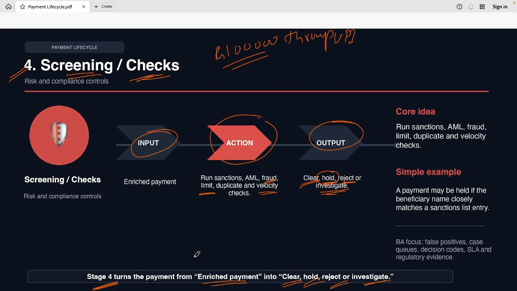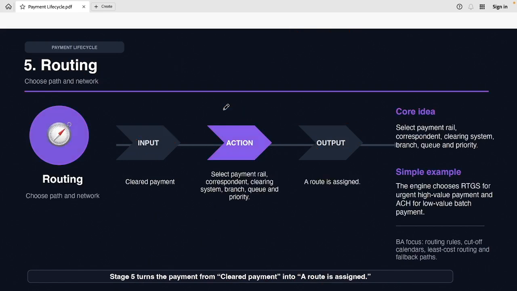Once the payment passes through these required checks, the system decides how it should be sent. And that stage is called routing. Routing basically means a path. So through which path will you send the message? It's similar to choosing the best road for a journey. The destination may be fixed, but there may be multiple ways to reach it.